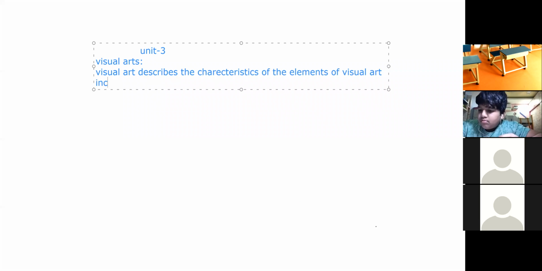Yes, those who are preparing the questions, please tell me the questions. Tell me the names of those who are preparing. First, read it, children. Don't write it. Visual art describes the characteristics of the elements of visual art, including color, shape, line, form, texture, and space. Okay?